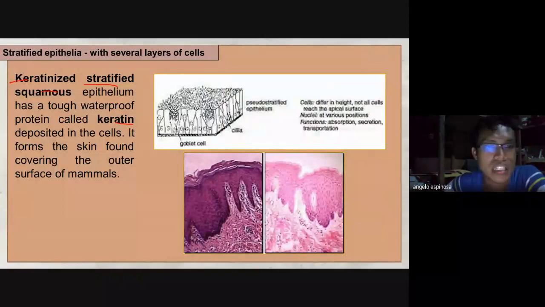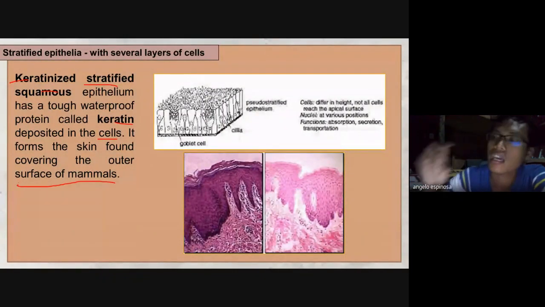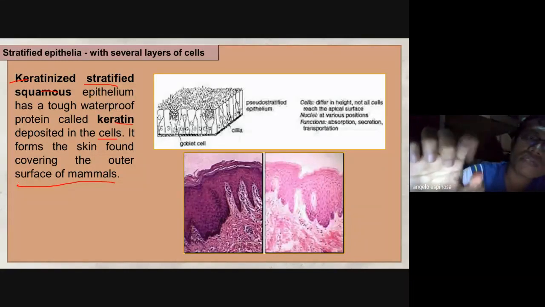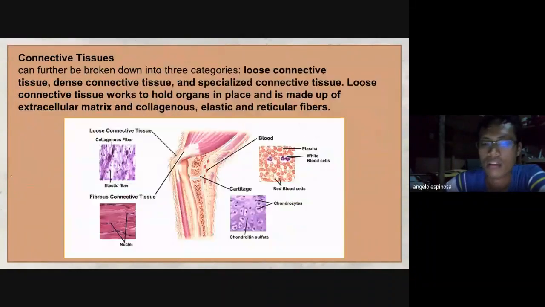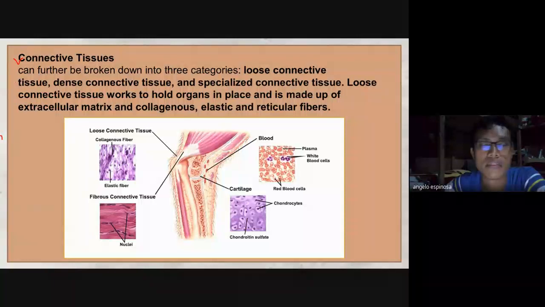Now, it's deposited in the cells, it forms skin found covering the outer surface of mammals. Itong nails natin, that is composed of keratinized stratified squamous tissues. Yan, mga nails natin. Okay? And we have connective tissues. Then connective tissues, pag-usapan natin more about keratinized pag nasa integumentary system na tayo.